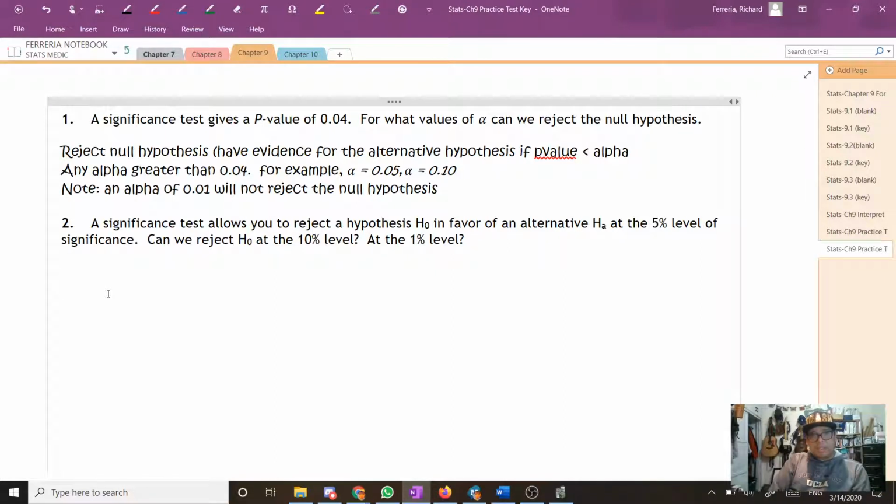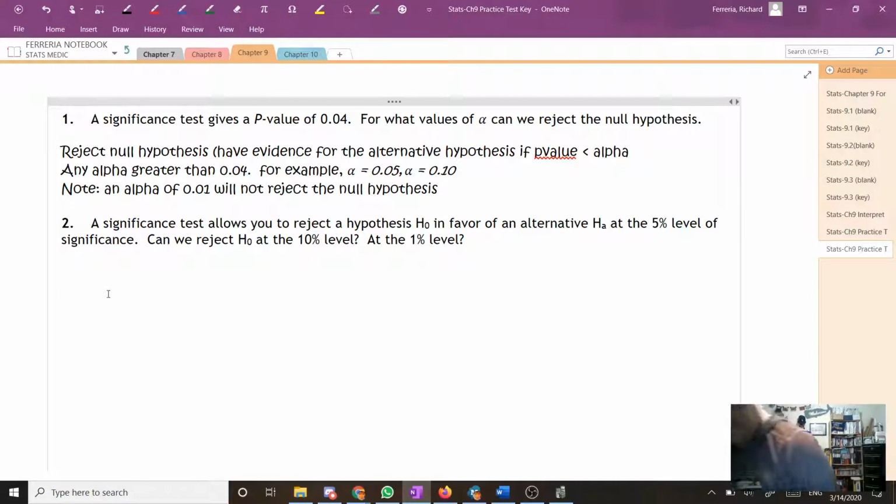Okay, so number two then. A significance test allows you to reject a hypothesis H0, which is the null hypothesis, in favor of the alternative HA at a 5% level of significance. Can we reject at the 10% level? How about at the 1% level?